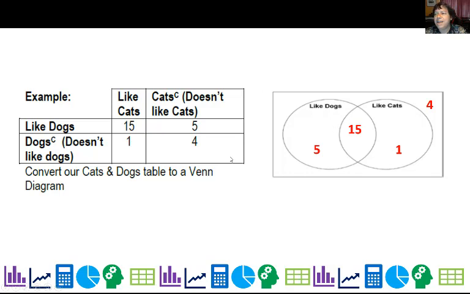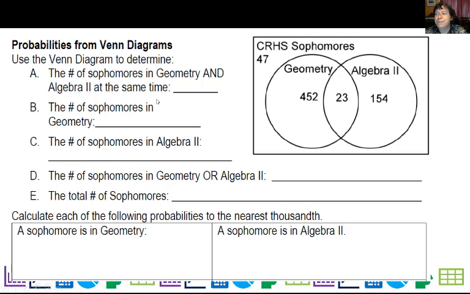Let's go ahead and use a Venn diagram to find some probabilities. So we're going to revisit our Cedar Ridge students, this time the sophomores. How many are taking geometry and how many are taking algebra 2? From here, we can see that 23 are taking geometry and algebra 2 at the same time. And the number of sophomores in geometry, I have to count both of these because this is in the geometry circle. All right, 475. Algebra 2, I have to count both of those.